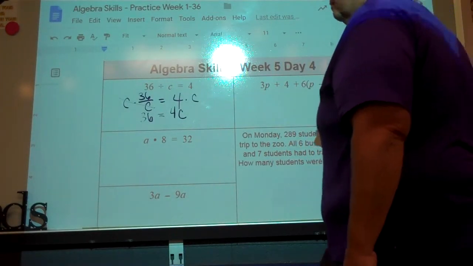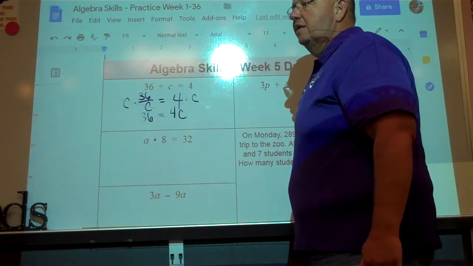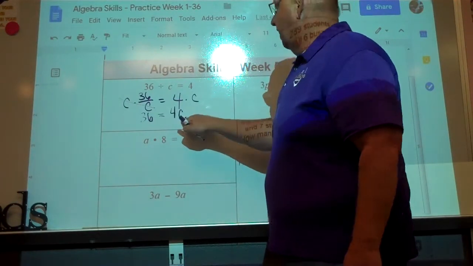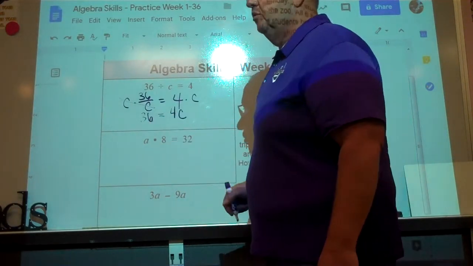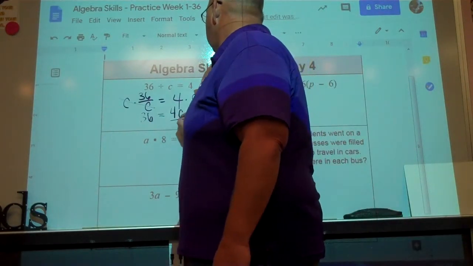Divide. Divide 36 by 4. Okay, we're going to divide both sides by 4. This is a multiplication problem, right? 4 times C equals 36. So we have to do the opposite of multiplication, which is division.